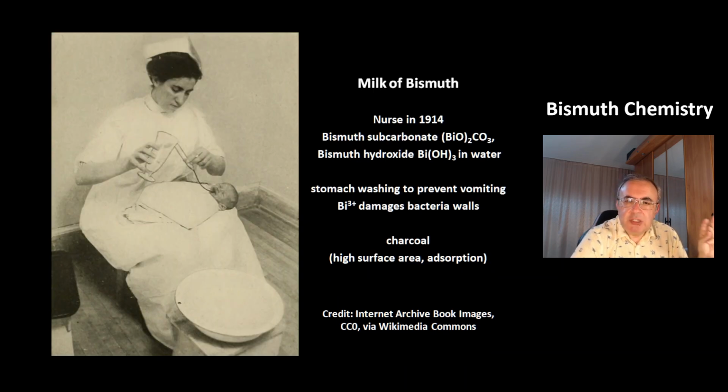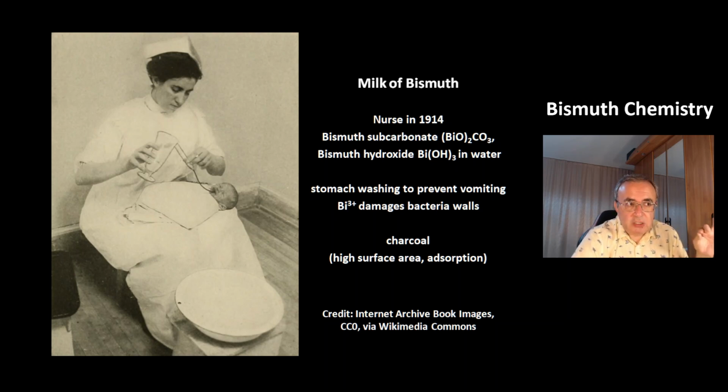This is a very interesting picture from 1914. It shows a nurse feeding a baby with the milk of bismuth. Milk of bismuth is a mixture of bismuth subcarbonate, (BiO)2CO3, and bismuth hydroxide, Bi(OH)3, and water. This was used for stomach washing to prevent vomiting. And this works because the bismuth ions damage the walls of the bacteria, so they can't survive.